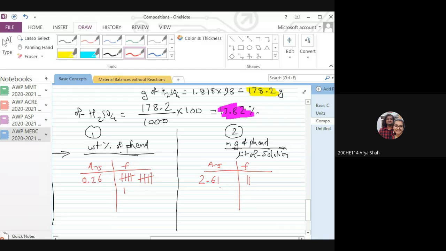Yes, sir. 0.26 for weight percent, and milligrams of phenol per liter solution is 2.61. So the second answer is 2.61.